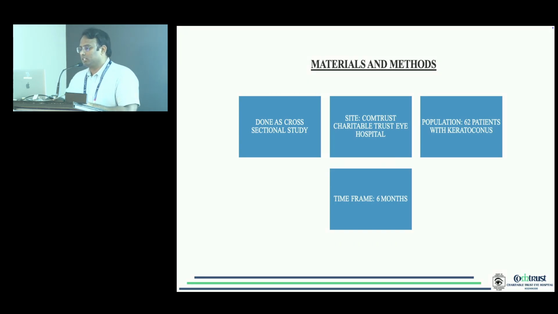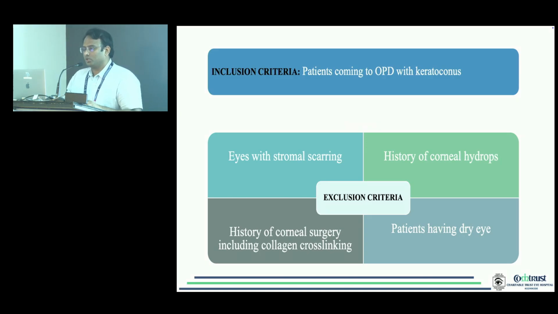My materials and methods are: it is done as a cross-sectional study. It was done at Contrast Charitable Trust Eye Hospital with a population of 62 patients with keratoconus, and the time frame was 6 months. Inclusion criteria: patients coming to the OPD with keratoconus. Exclusion criteria include eyes with stromal scarring, history of corneal eye drops, history of corneal surgery including collagen cross-linking, and the patients having dry eye.